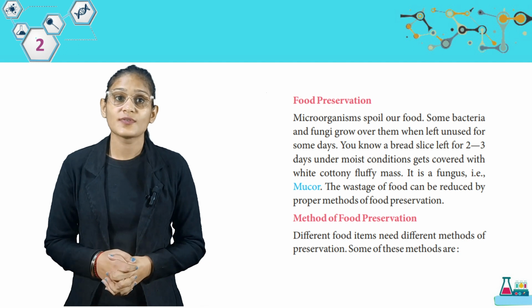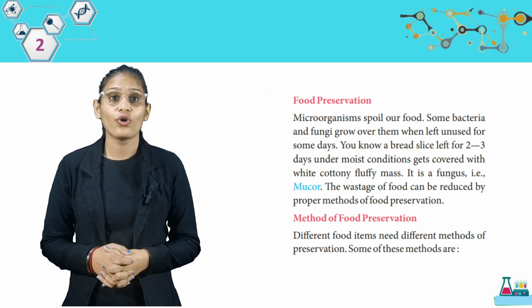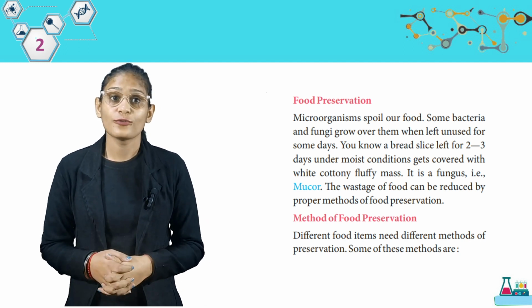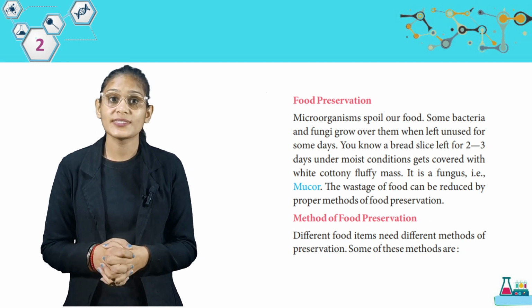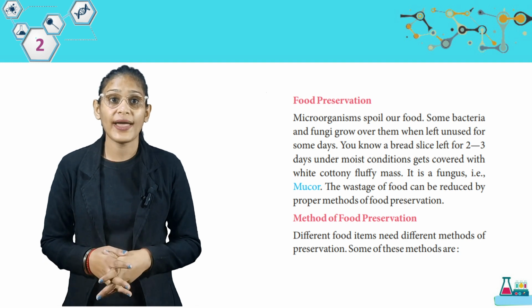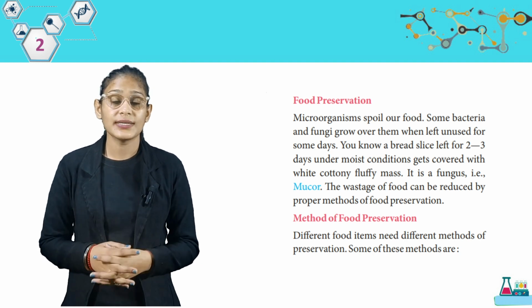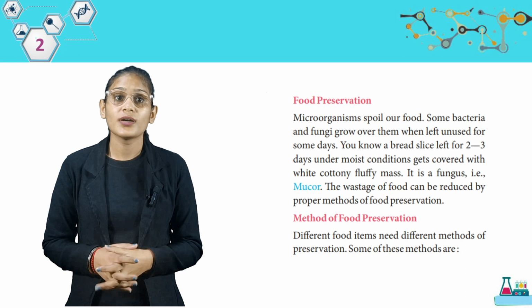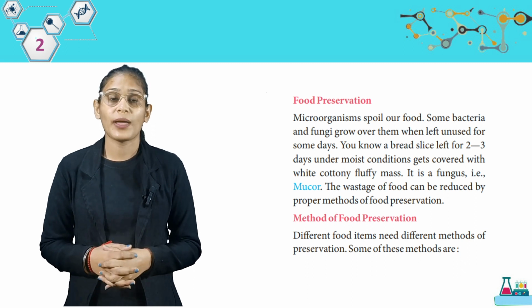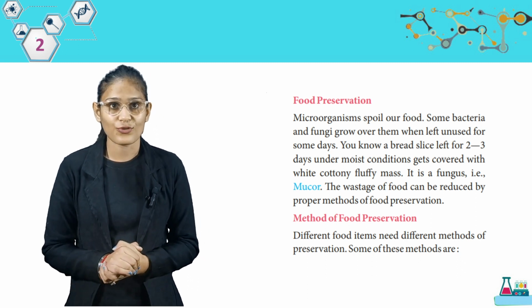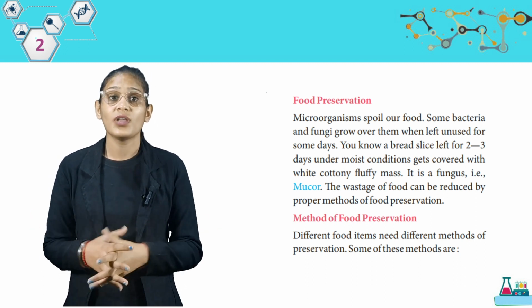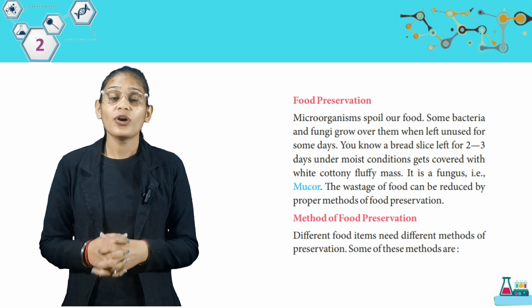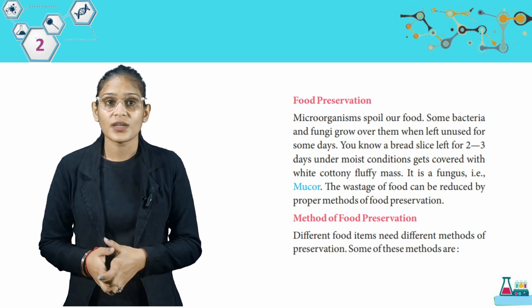Microorganisms spoil our food. Some bacteria and fungi grow over them when left unused for some days. You know, a bread slice left for 2 to 3 days under moist conditions gets covered with wild, cottony, fluffy mass. It is a fungus that means mucor. The wastage of food can be reduced by proper methods of food preservation. So student, अगर हम food preservation की बात कर रहे हैं, अगर आप खाने को ऐसे खुला छोड़ देते हैं वो खराब हो जाता है, तो हमें उसे एक proper तरीके से preserve करना चाहिए.